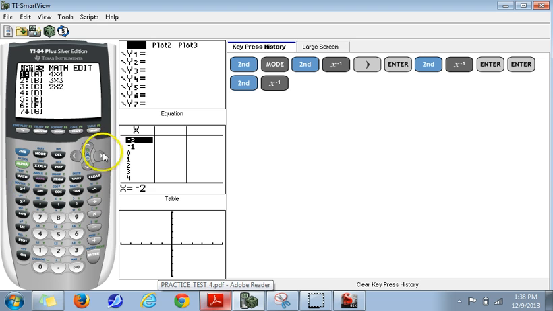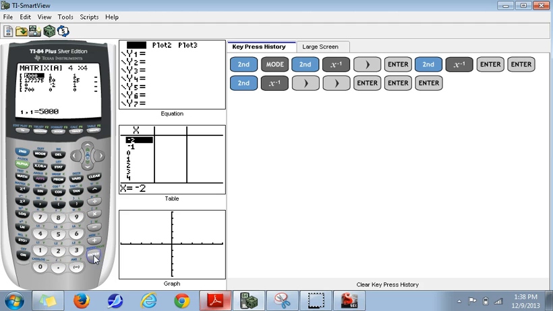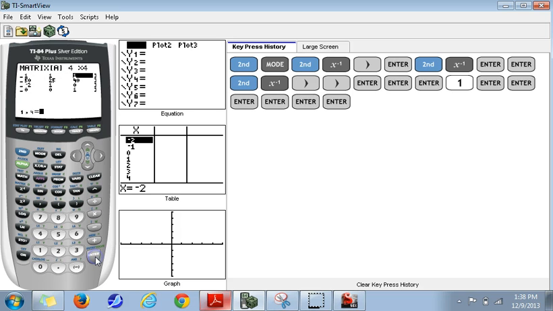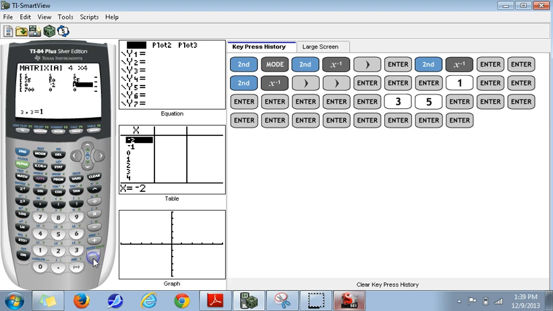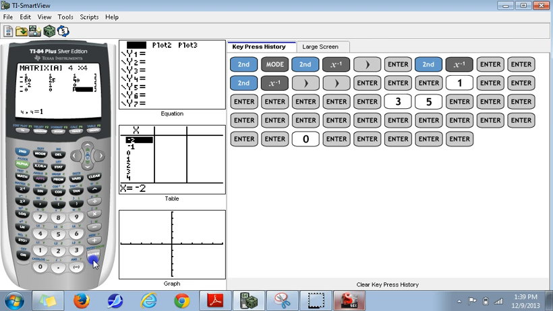So I'll go to my matrix menu. I'll edit my first matrix. This now becomes a 1. The rest of that row will stay the same. This becomes a 35, I think I said. Yes, 35. And the rest will stay the same. That's a 0. And the rest will stay the same. And then this is a 0. And the rest will stay the same.